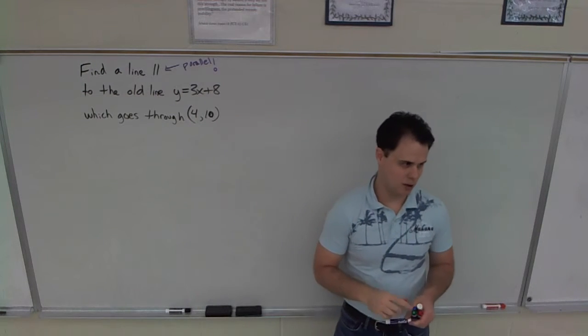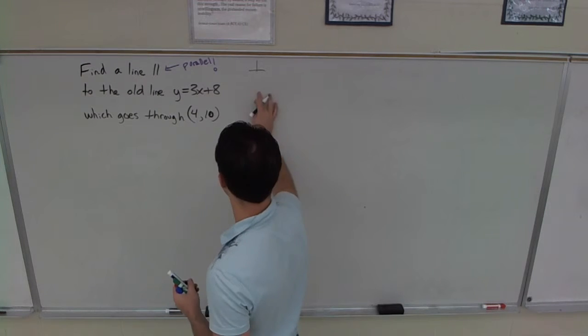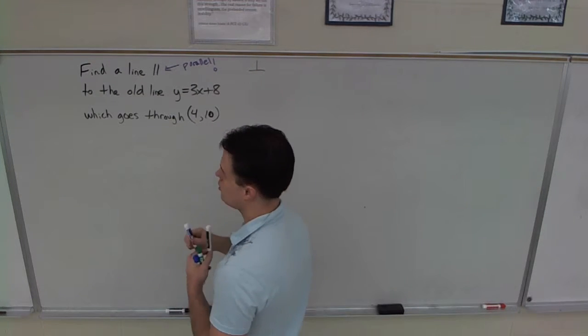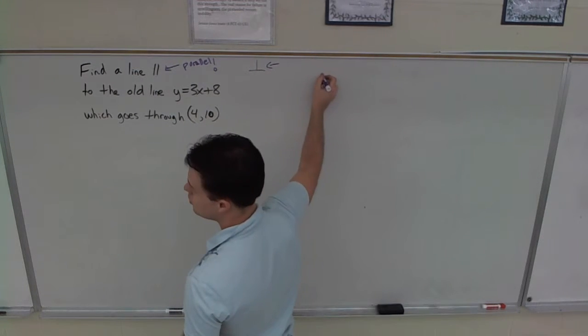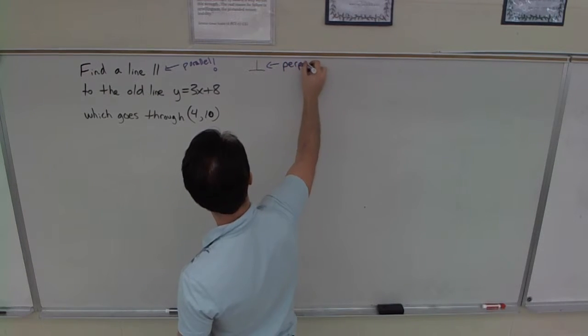That's a symbol for parallel. There's another symbol out there. I'm just going to introduce it today, even though we're not going to do this until another time. This is the symbol for, any ideas? Horizontal. Perpendicular. Perpendicular, right? Nice.